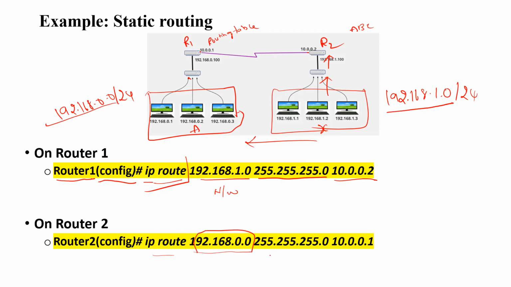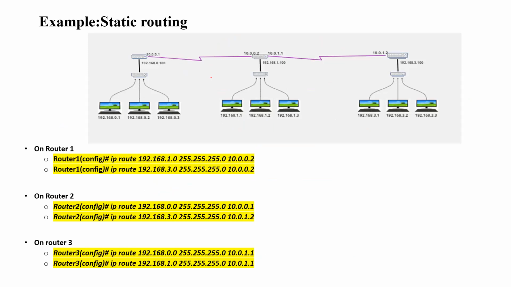192.168.0.0 and subnet mask, and the next hop is 10.0.0.1. This is how it has to reach, come like this, right? That's why. Is it clear? Yes. Okay. So let's go with when we have 3 routers.